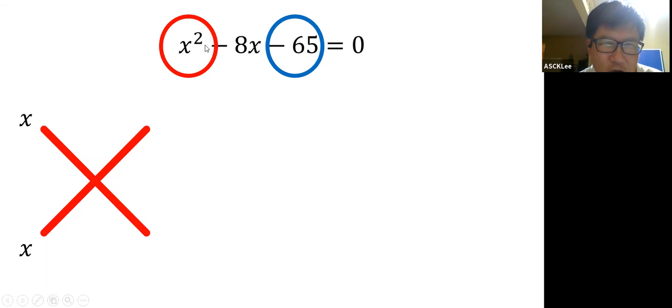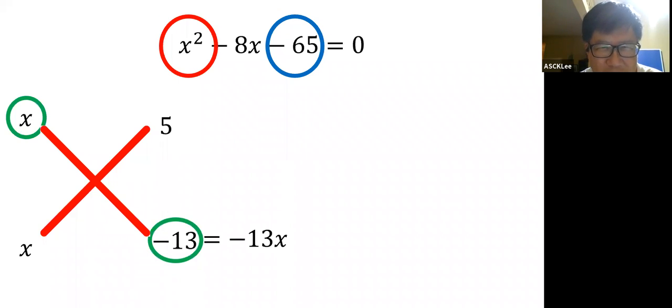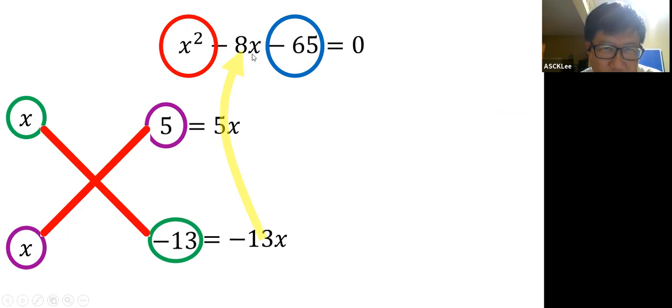So x squared equals x times x. Minus 65 is 5 times minus 13. Here you multiply diagonally: x times minus 13 is minus 13x, x times 5 is 5x. And when you add this together, 5x plus minus 13x, you get your minus 8x.